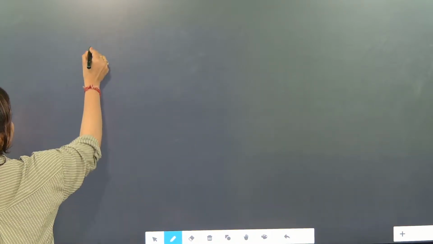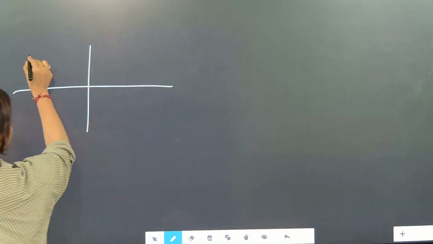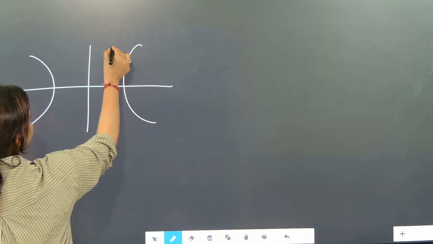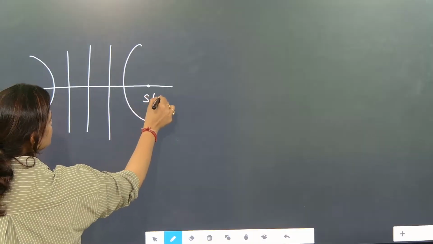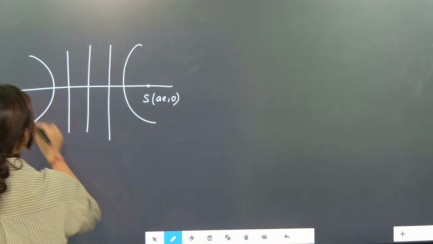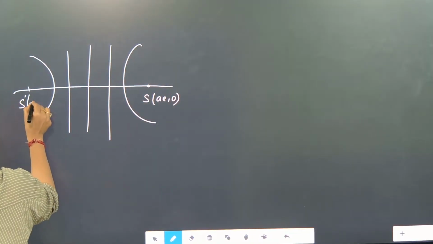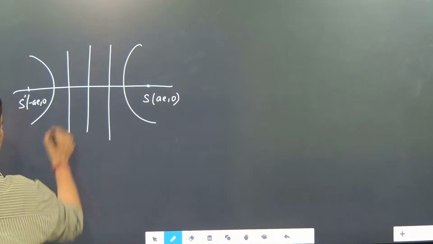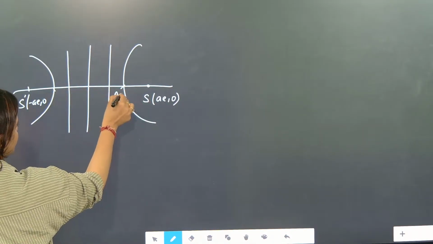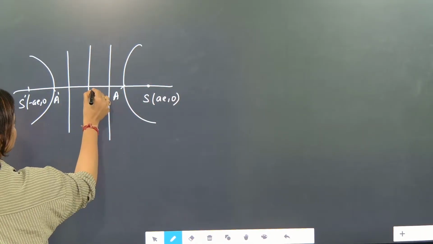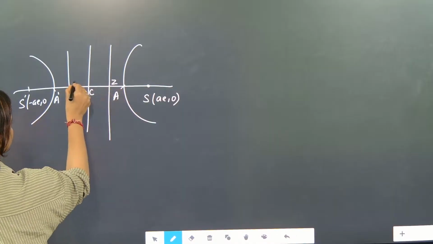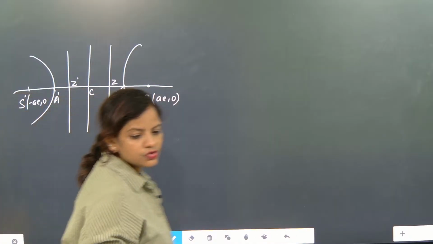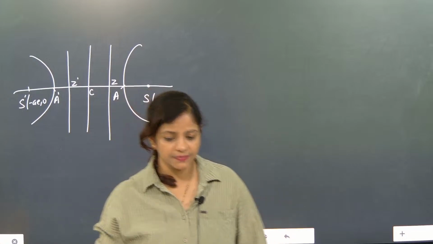So hyperbola, we know now how the hyperbola looks like. The hyperbola is looking like this beta. This is exactly the directrix, and this will become the focus. Understood? The focus point will be taken as AE comma 0, and this is S dash minus AE comma 0, and this is the vertex point. This is A and this is A dash, and this is the center. Understood? And this is Z dash, Z, and this is Z dash, and these are the directrix. So we have already studied this section.